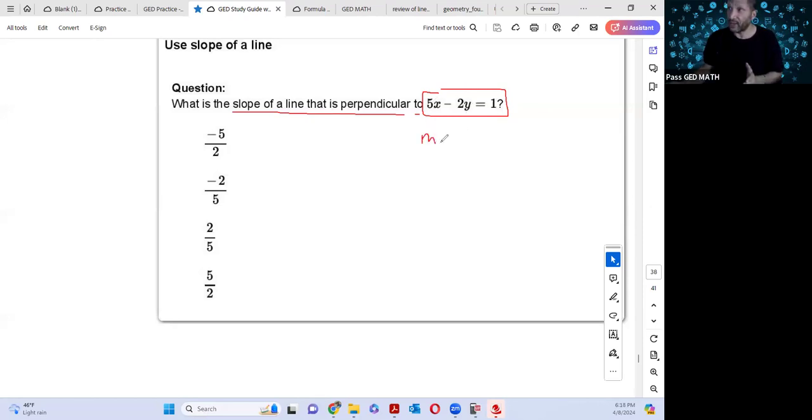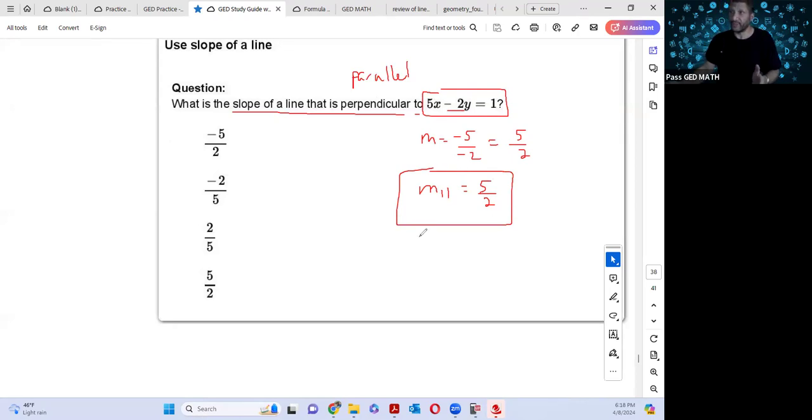Take the opposite of A, which is -5, over B, which is -2, and the slope is 5/2. The slope of any line parallel to that line is also 5/2. So if this question would have been parallel, what's the slope of the line that is parallel? We would have said this. This is parallel. This is why when I go over it in the ebook and in class, I do both of them, because they're going to ask you one or the other.